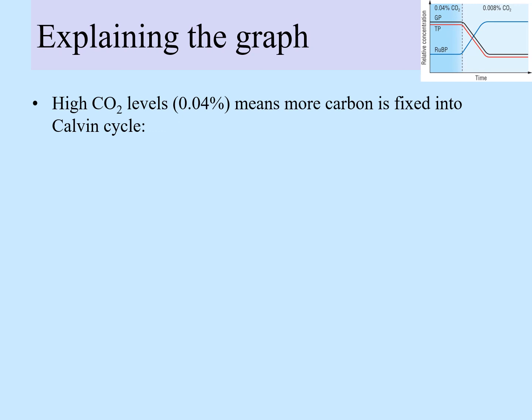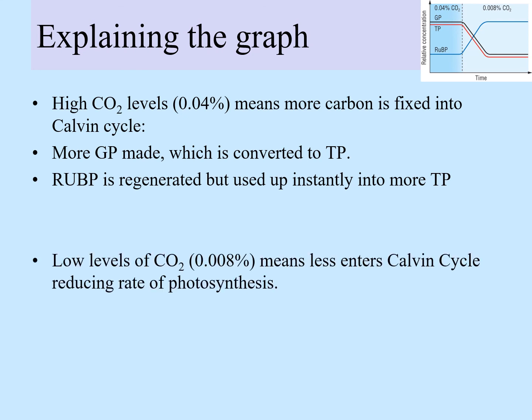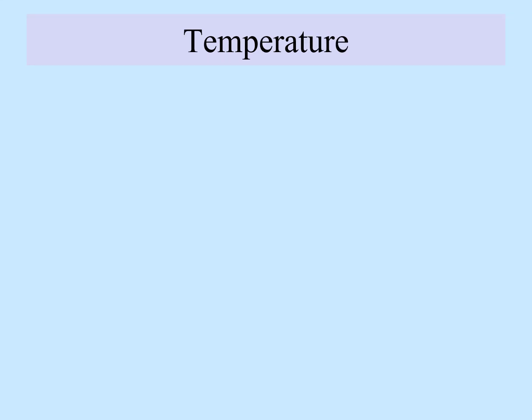Something like this. High carbon dioxide levels means more carbon is fixed into the Calvin cycle. This means more GP is made, and that's converted to TP. The RuBP is generated, but it is used almost instantly into glycerate phosphate and then triose phosphate. At low carbon dioxide levels, less carbon enters the Calvin cycle, and that reduces the rate of photosynthesis. And that means that RuBP is less likely to be converted into GP. So the RuBP will start building up, and the GP and the TP will be made less frequently, at a lower rate.